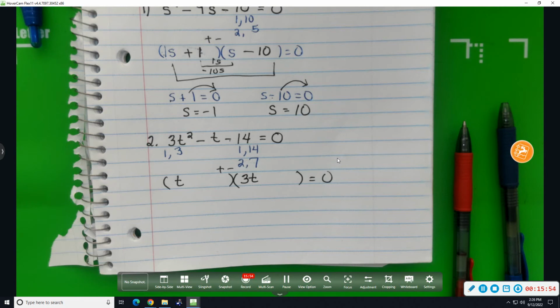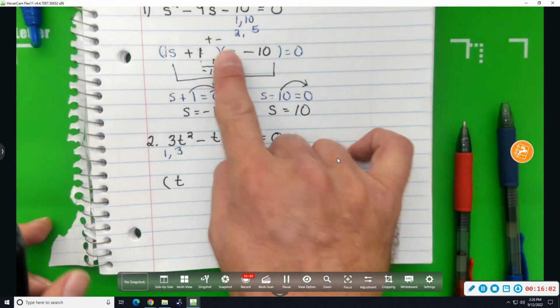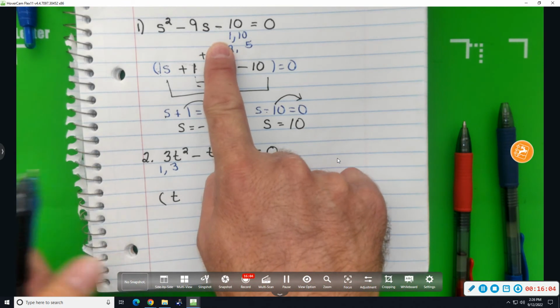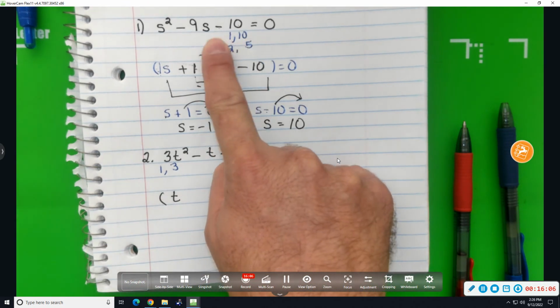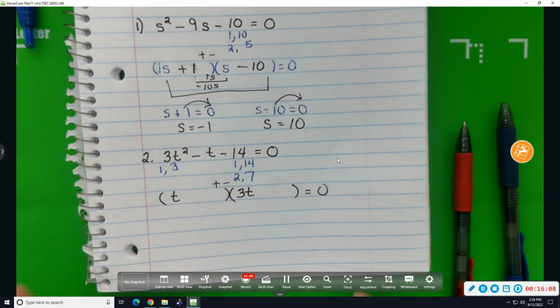I think I'll try the 2 and 7. Generally, I'll try the numbers that are closer together first, but I didn't up here on this one, just because it just seems so obvious. If you subtract them, you'll get the 9. That's why I went with the 1 and 10.